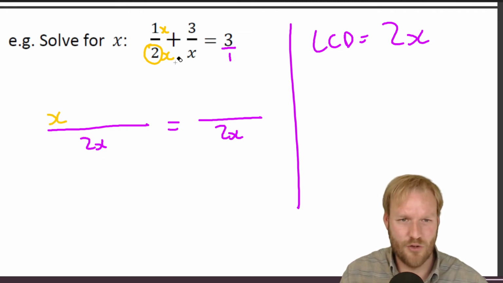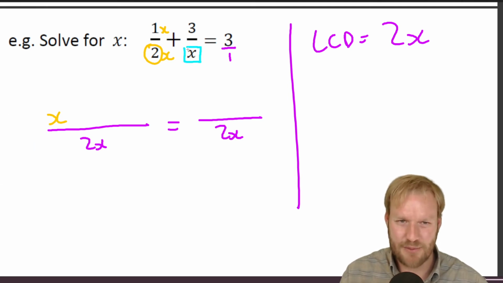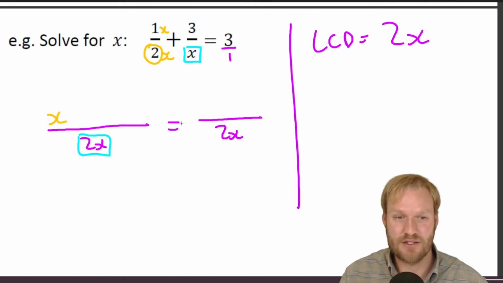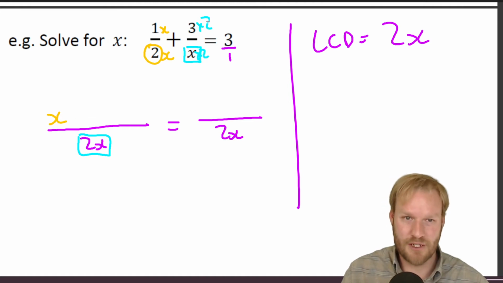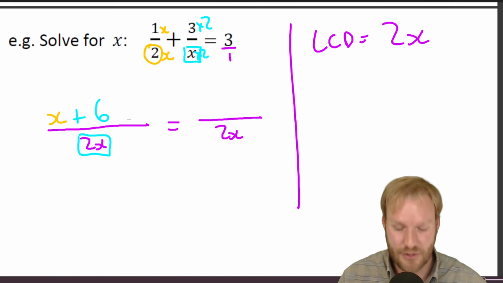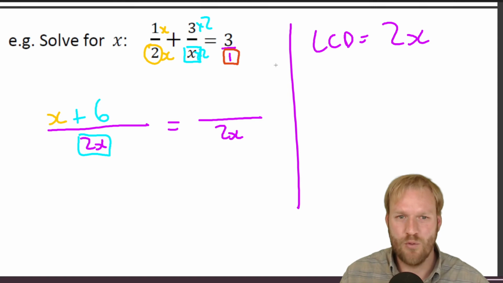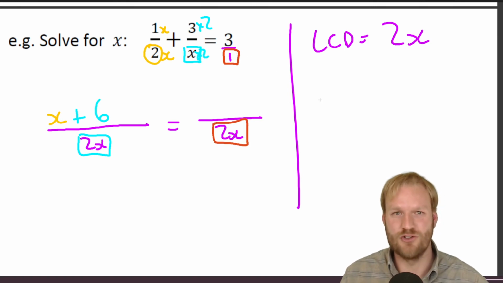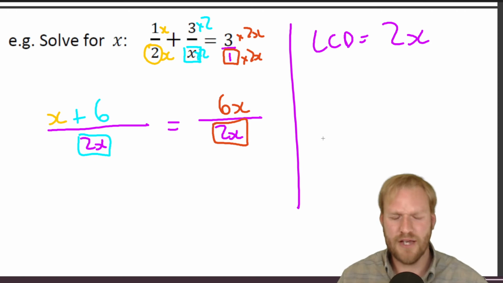Now let's look at it for the next one. So let's go for nice light blue. What do we need to multiply x by to get to 2x? Well, we need to multiply it by 2. So therefore, we must multiply this by 2. So plus 3 times 2 is 6. There we've added that, and now we've got one term on the left-hand side. Okay, and so for our last bit here, we've got a 1 over here. What do we need to multiply 1 by to get to 2x? Well, we need to multiply it by 2x, so therefore multiply that by 2x gives us 6x. Okay, so go for it.